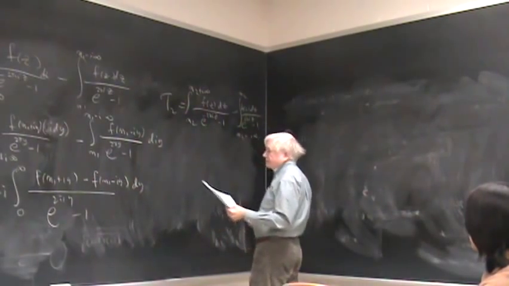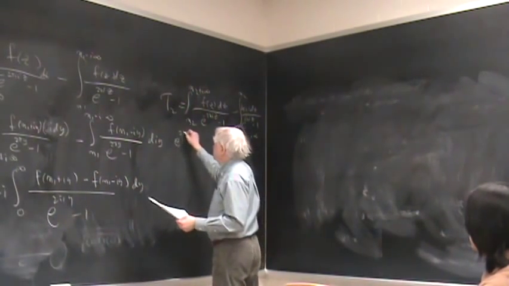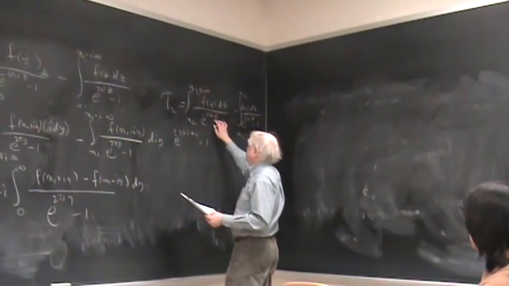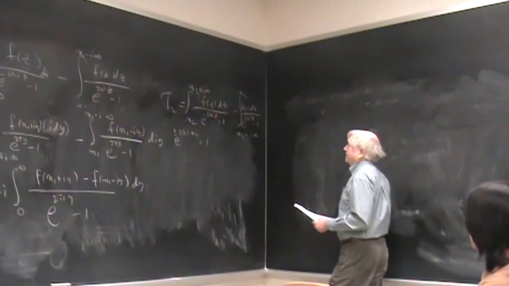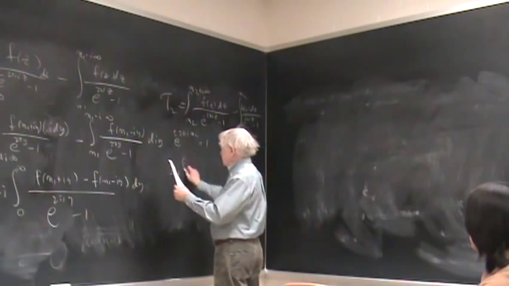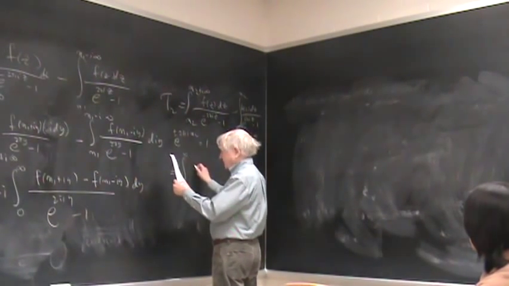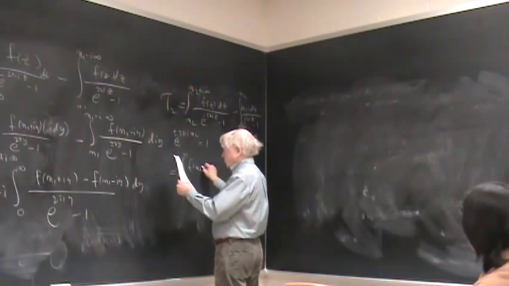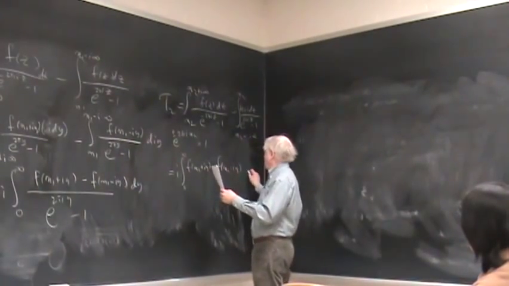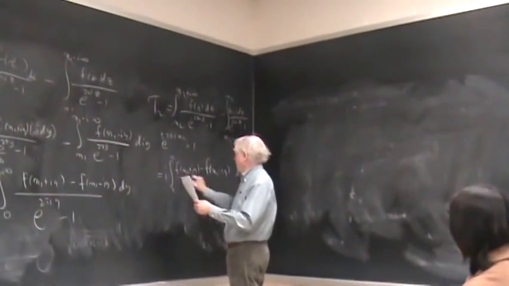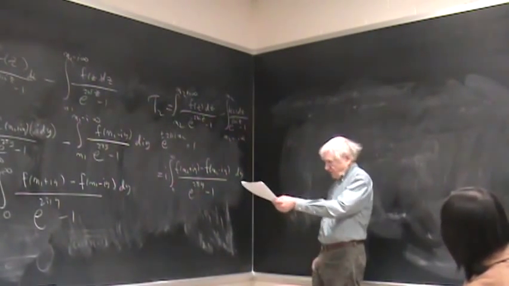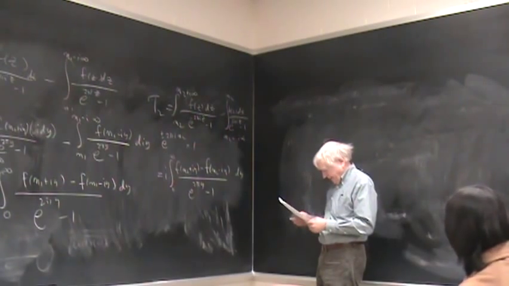Now once again, e to the 2 pi I n2 is plus or minus 1, so we can ignore the x there, and what you find then is that this is I times the integral from 0 to infinity of f of n2 plus iy minus f of n2 minus iy dy over again e to the 2 pi y minus 1. So it's a very similar expression to that.